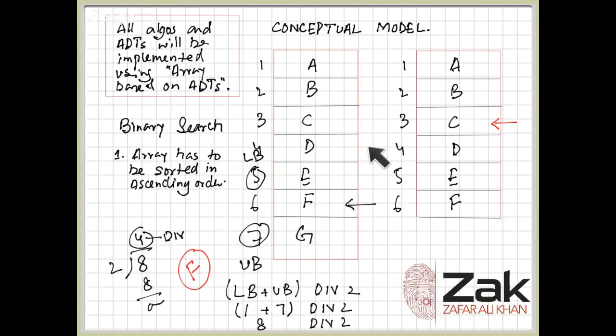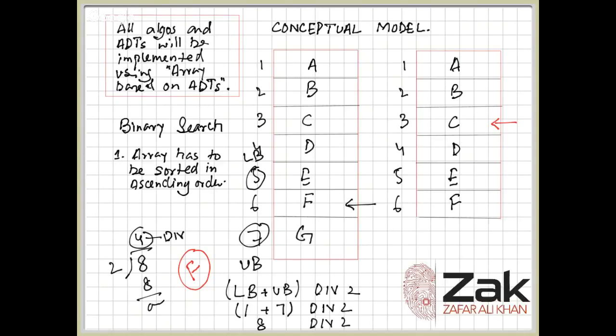Now, if it is not found, what would happen? If it is not found, let's say we were looking for G and we were here. So lower bound would become middle plus 1, 7. So we have to put a check. If it is a while loop, we would have to put a check: while lower bound is less than or equal to upper bound, it would go on. Or as soon as lower bound becomes greater than upper bound, it means it is not found. Now it is in an impossible condition.